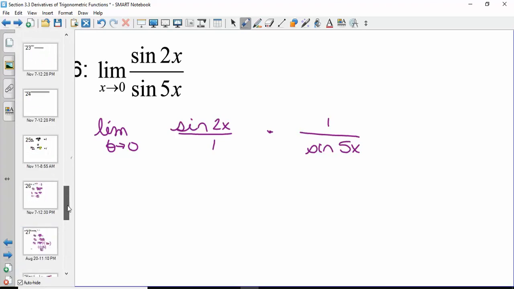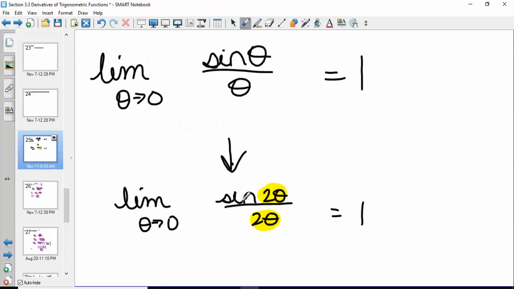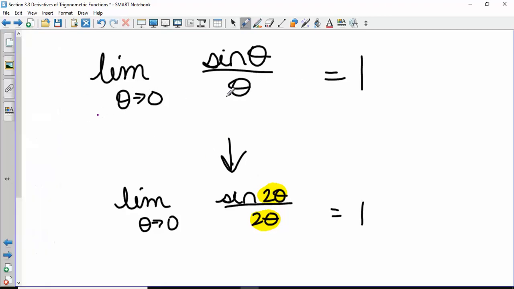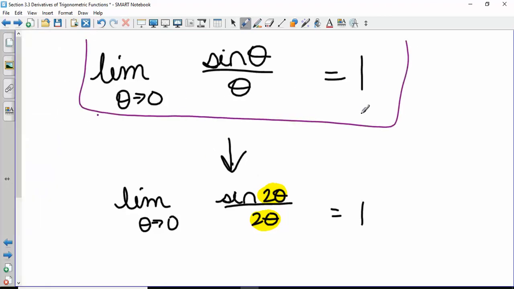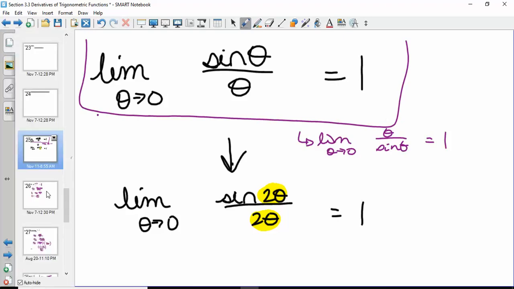Side note, since we're doing it this way, I might talk about the fact we have this theorem so far, but it is also true that the limit as theta approaches 0 of theta divided by sine theta goes to 1. So the reciprocal also works. So if I had 5x over sine 5x, that could still turn into 1. All right.